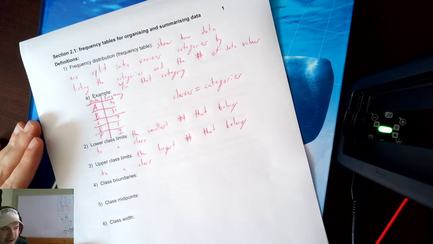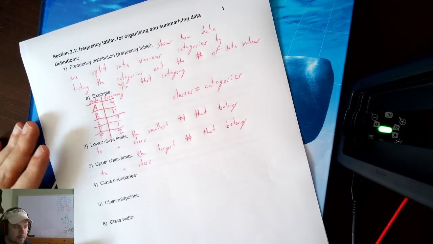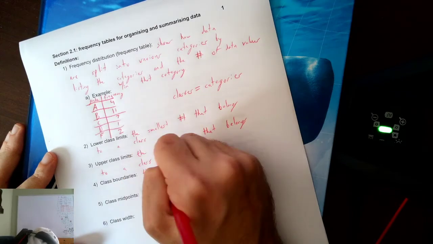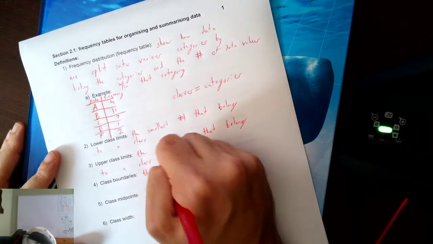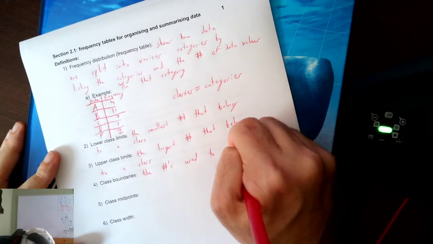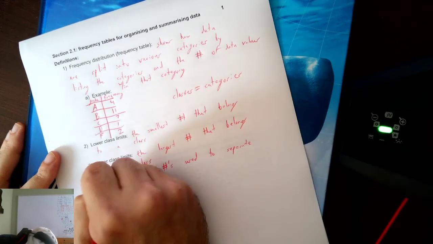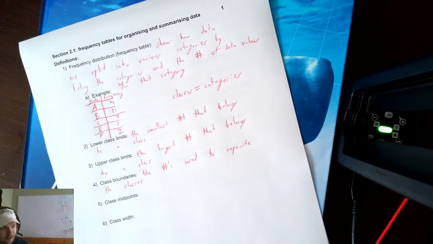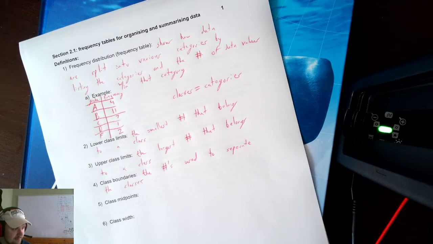The class boundaries are the numbers used to separate the classes. So the class boundaries are the numbers used to separate the classes.